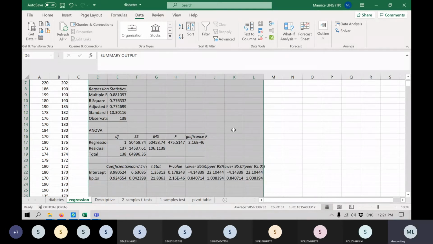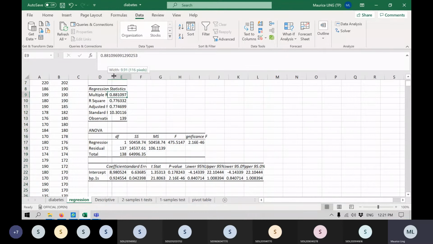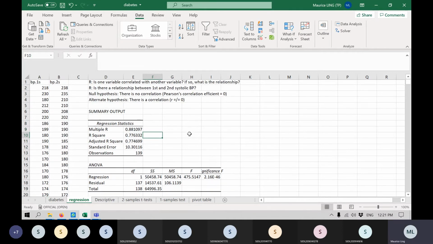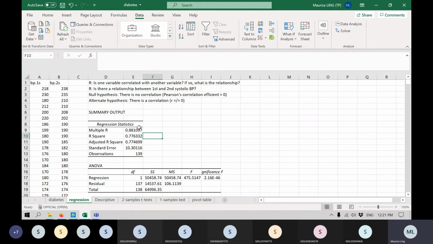It comes up with a few interesting tables. The first is what you need. This is the regression statistics. It doesn't give you the R, it gives you a multiple R, which is close enough, so this is taken as the R result. R square is just 0.88 squared. So is there a correlation? There seems to be a correlation, but is there a significant correlation?